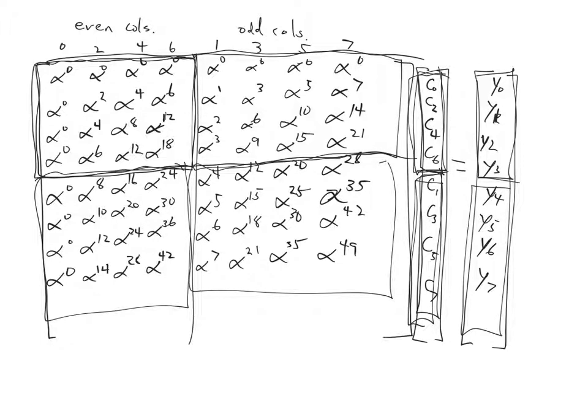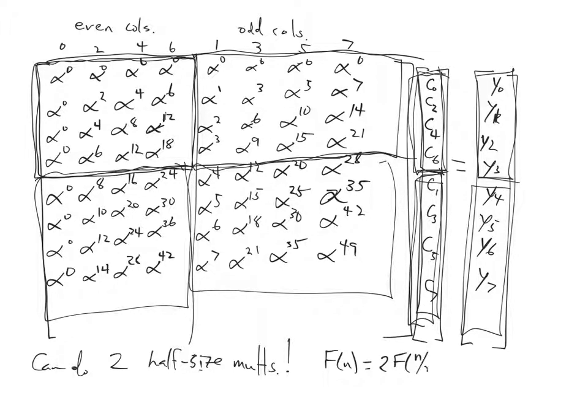So in fact, we can do two half-size multiplications. Which leads to the recurrence relation that f of n is equal to, whatever f is, the number of multiplications for the Fourier transform, is equal to 2 f of n over 2 plus some multiple of n, some number times n. So to see that that's true, let's just take a look.